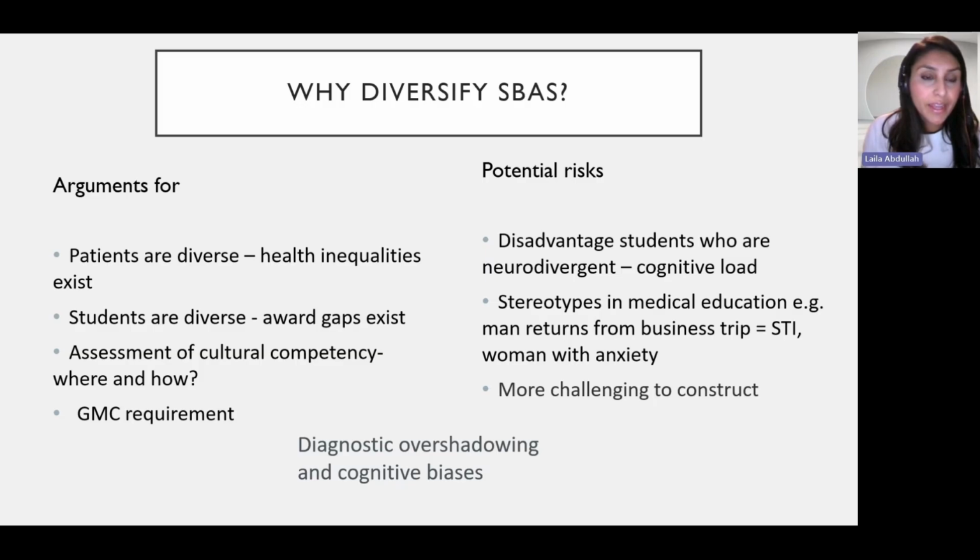So I'm compiling my own list of arguments for and the potential risks of diversifying SBAs. And you may well have thought of some other things. But firstly, and it might seem very obvious as we've just discussed, patients are really diverse, and we know that health inequalities exist.